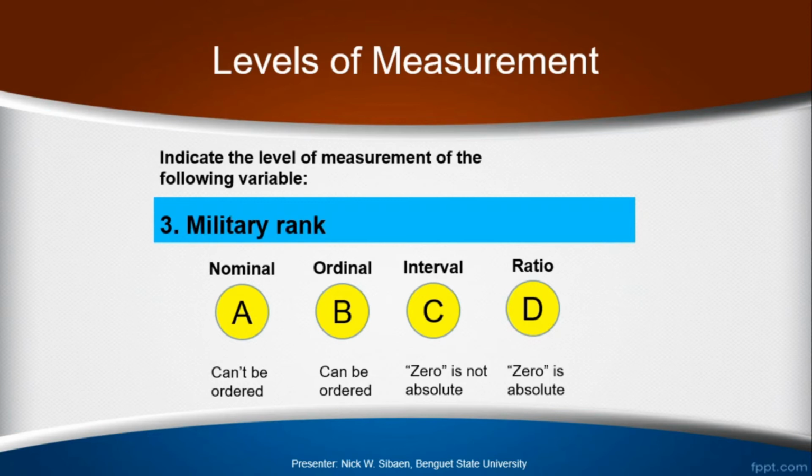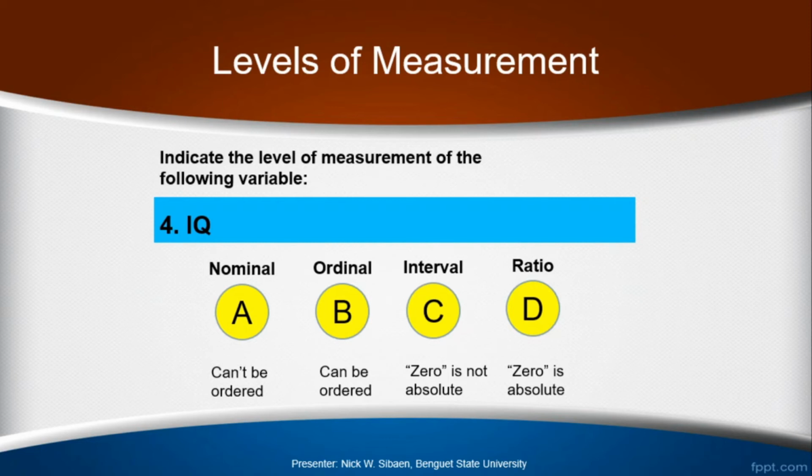Military rank. I think this is obvious. Military rank. Is this numerical or categorical? It's categorical. So interval and ratio cannot be the answer. Can you rank military rank? That is silly because the answer is already in the name of the variable itself. So military rank can be ranked. It's ordinal.